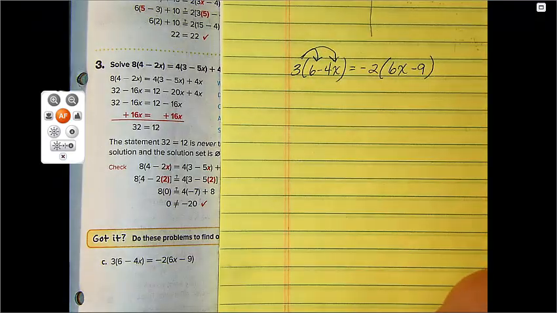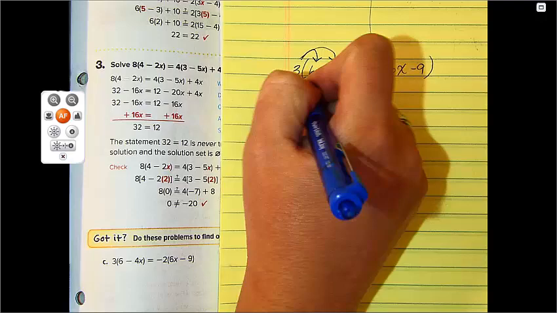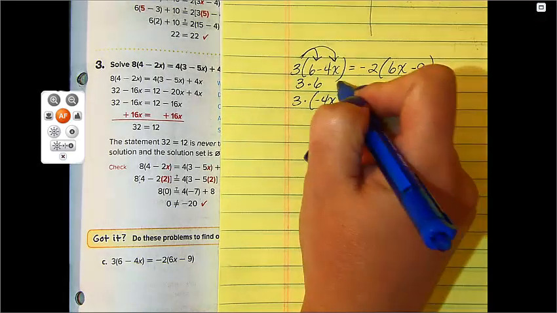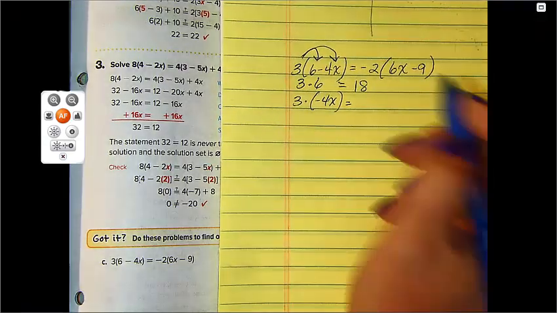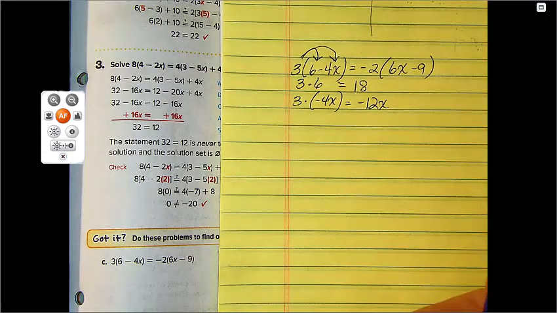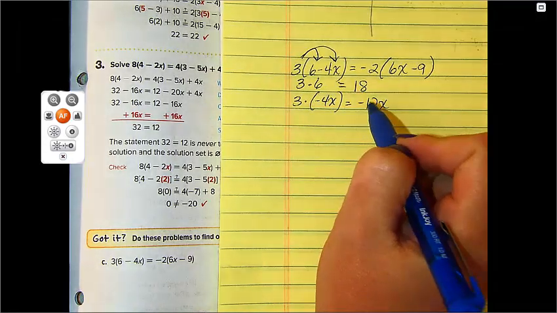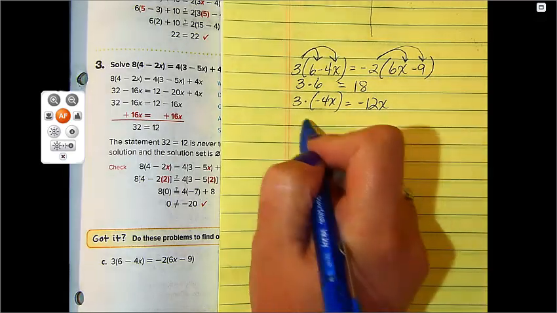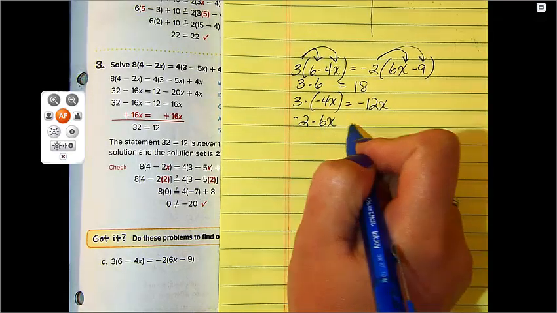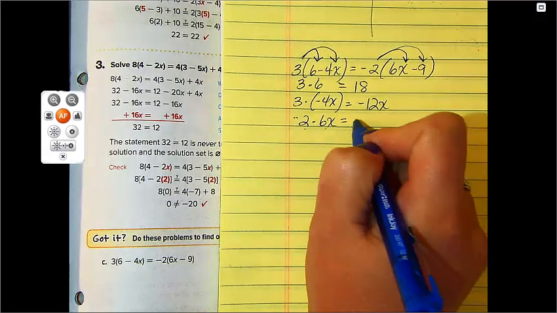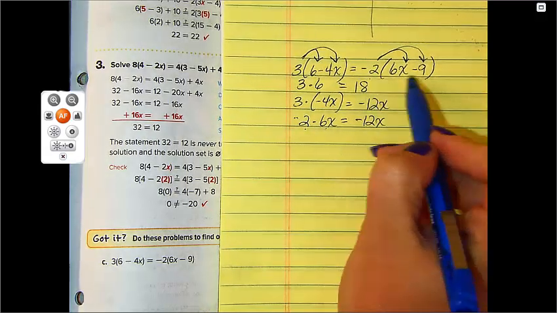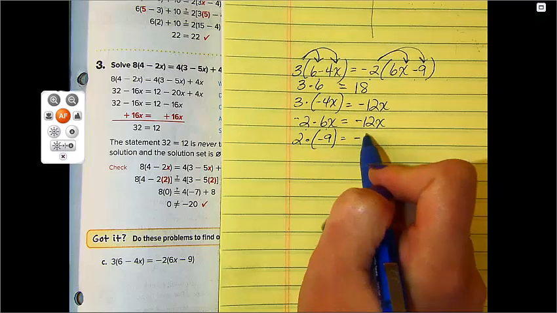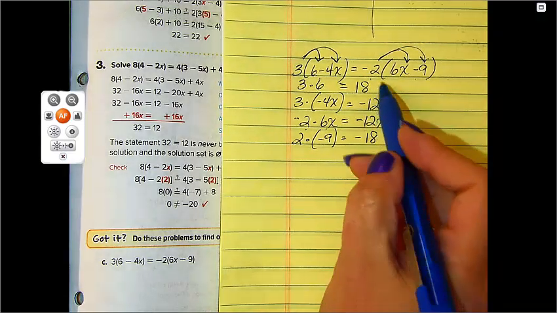Well, first I have to get rid of the parentheses here. So I have 3 times 6 and 3 times -4x. 3 times 6 is 18. 3 times -4 is -12x. So to get rid of the parentheses in this first part, I end up with 18 minus 12x. I also have to get rid of the parentheses on this side of the equal sign, so I have -2 times 6x, which is -12x. And I have -2 times -9. 2 times 9 is 18. So here's all my stuff without the parentheses.